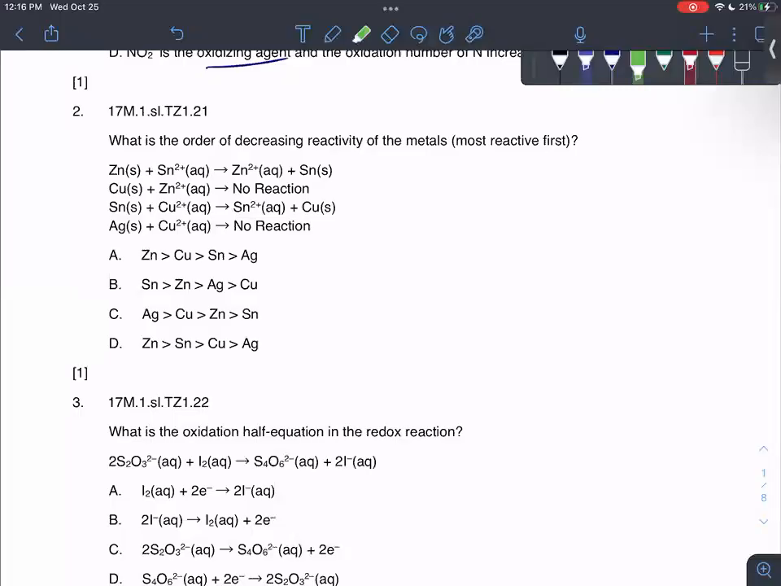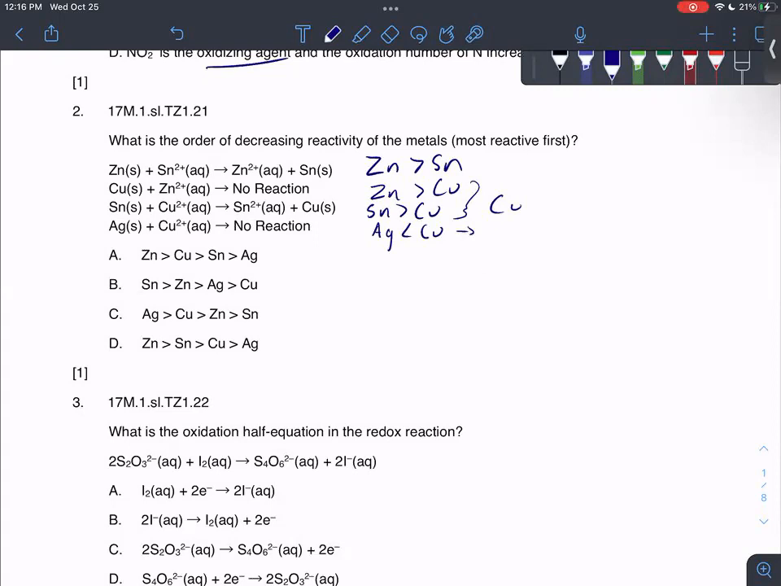For number two, what is the order of decreasing reactivity of the metal? Basically, if the solid reacts with the solution, we know that the solid is more reactive. From this first one, we can tell that zinc is more reactive than tin. From the second one, zinc is more reactive than copper, because copper does not react. The third one tells us that tin is more reactive than copper. And from the last one, we can tell that silver is less reactive than copper. So copper is not very reactive, but silver is even less reactive.